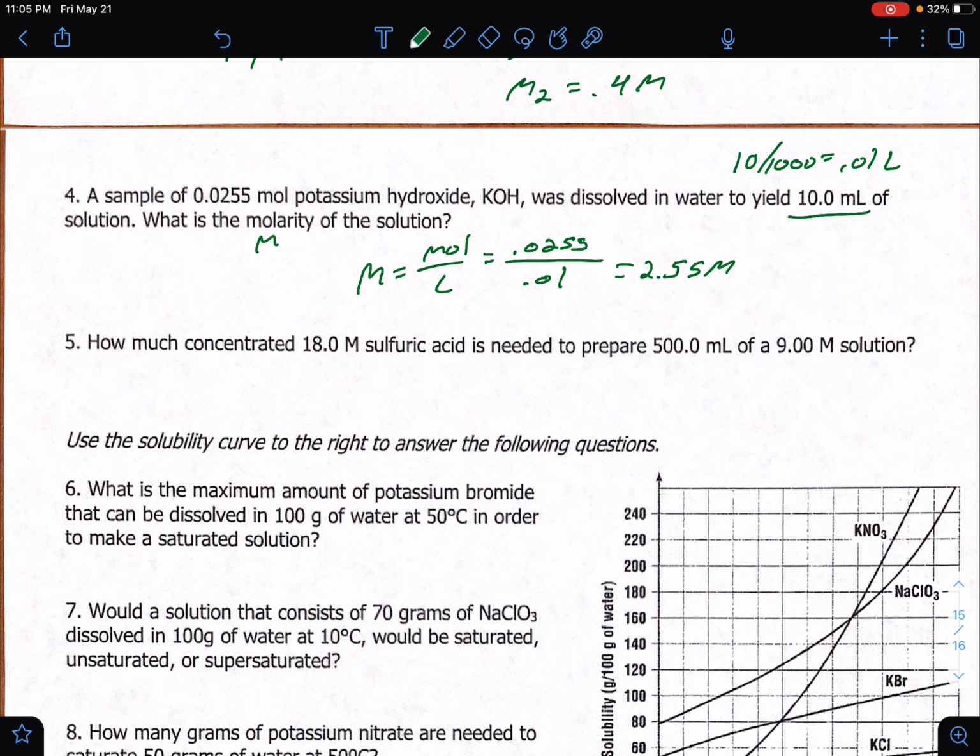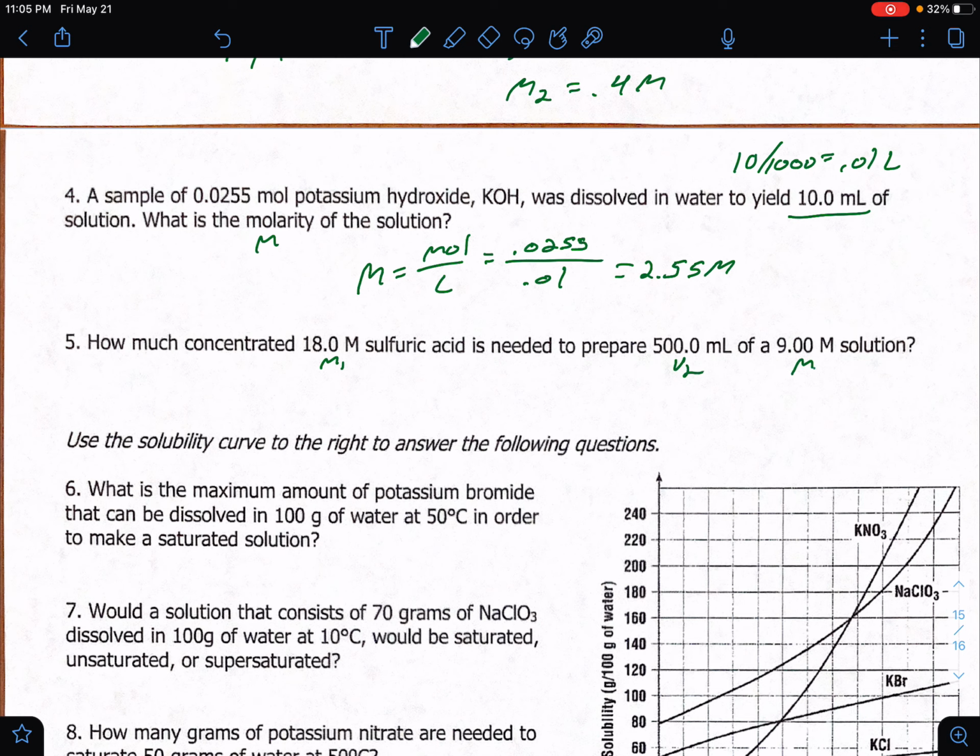Number 5, how much concentrated 18.0 M sulfuric acid is needed to prepare 500 milliliters of a 9.00 M solution? Okay, so I was given M1, and I'm looking for the volume 1. So volume 1 is my question mark, and my new volume is going to be 500 milliliters. So there's my V2 with a concentration, that's my M2 of 9.00. So this is going to be the M1 times V1 equals M2 times V2.